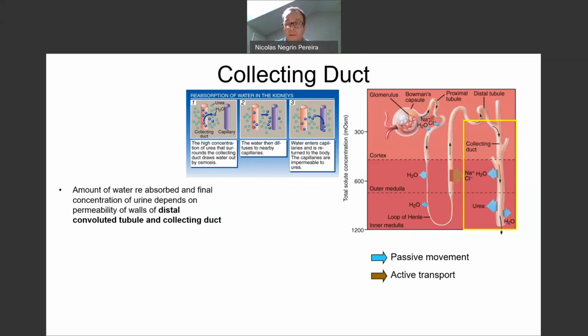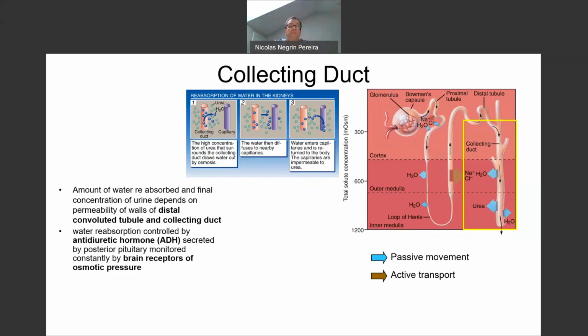Remember, this permeability is controlled by ADH, or antidiuretic hormone, which is secreted by the posterior pituitary. There are brain receptors that are constantly checking the osmotic pressure within the organism, and they give the signals for release or lower production of ADH, which regulates the number of water channels present in the distal tubule, and that will produce a more or less concentrated urine.